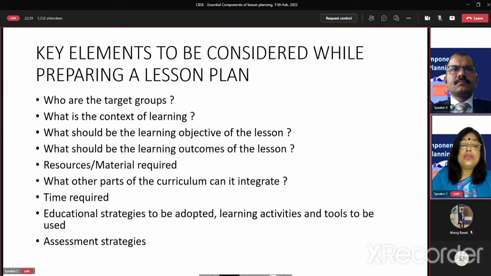Then time is a very important factor. What time am I allotting for particular things? If I've designed an activity, how much time should I take? Everything should be time bound. Time required is very important. Then educational strategies to be adopted, learning activities and tools to be used.